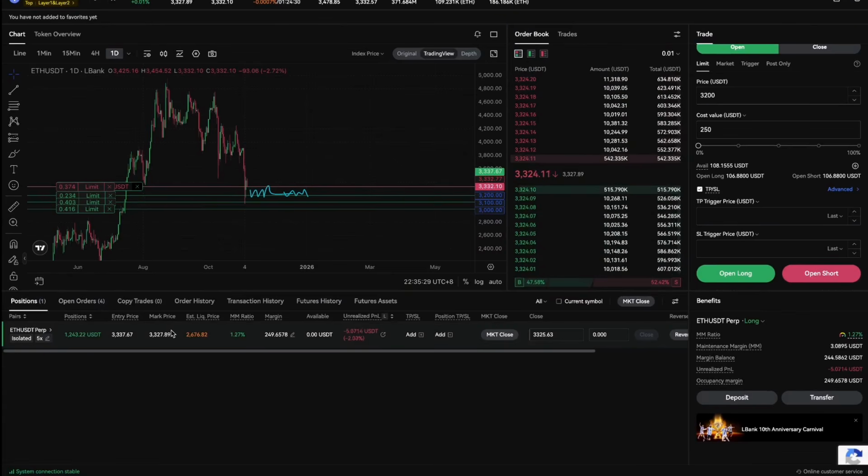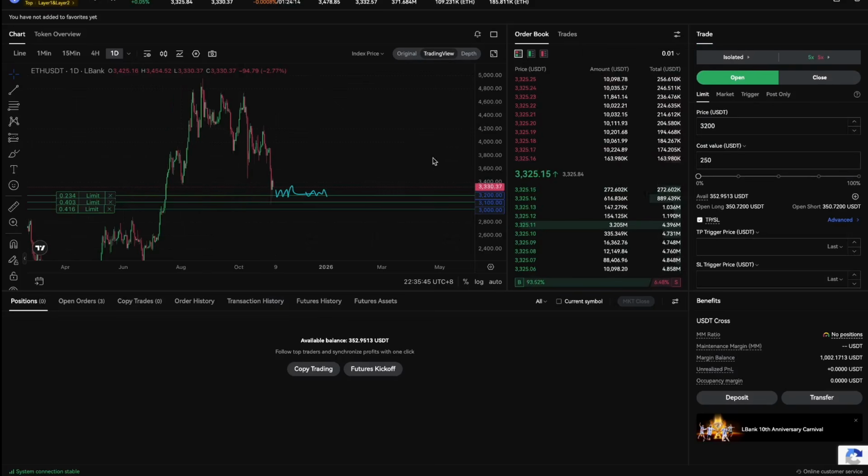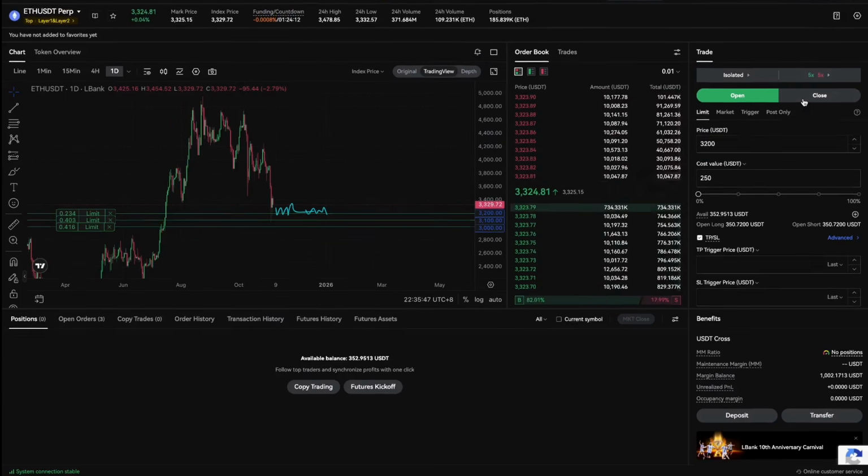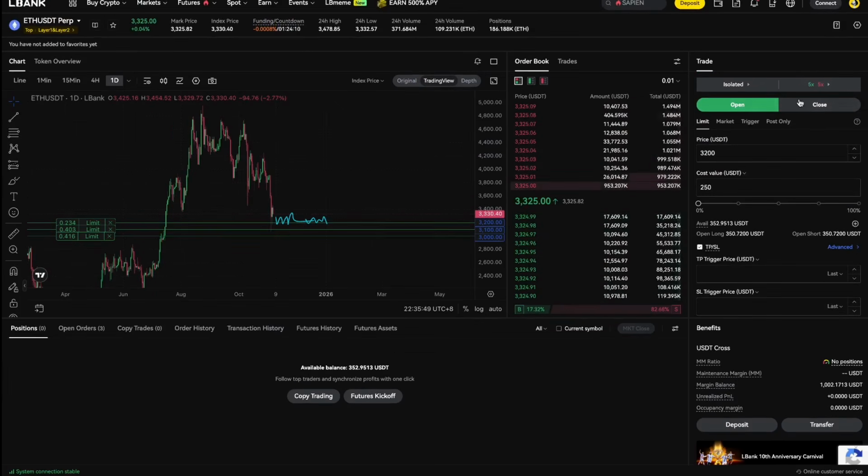So that is how you can open a limit order on LBank itself. Okay, and now I showed how you can open a long order. I'm also going to show how you can open a short order, because we can trade, of course, both sides on the market, and it's actually exactly the same.